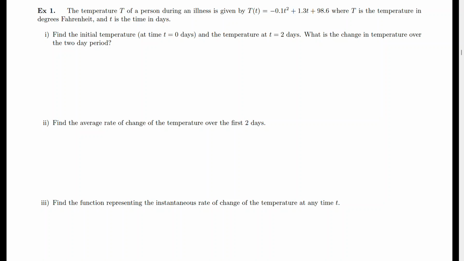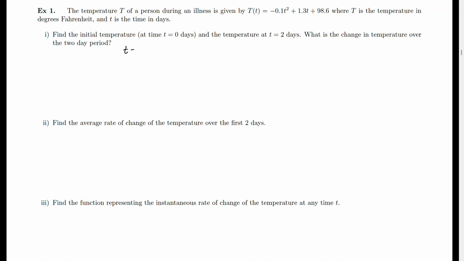The input of this function is the small t, and there's a difference between small t and capital T in this problem. Small t represents the time in days that the person has been sick, and capital T is the temperature of that person after that many small t days. In part 1 of the problem, it says find the initial temperature, meaning the temperature at time t equal to 0 days, and the temperature at t equal to 2 days. So we're basically finding two different temperatures. And then they want me to find the change in temperature over the 2-day period.